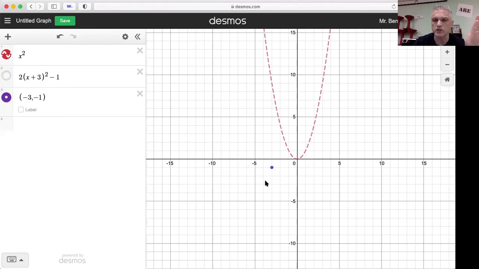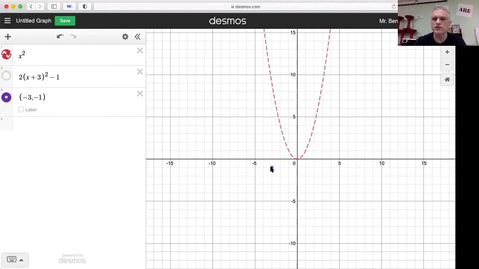Now, is my graph going to open up or is it going to open down? Okay, what is the direction? Well, in the parent function, it goes up to the left and up to the right. Is there any negative a that's gonna flip so that instead of up, up, we go down, down? No, there's no negative in front of this 2, okay? So I do know that when we rise, it's gonna be going upward.